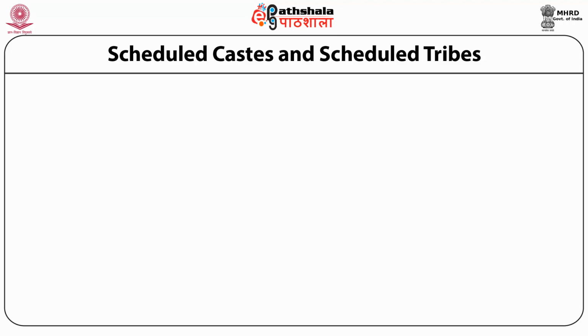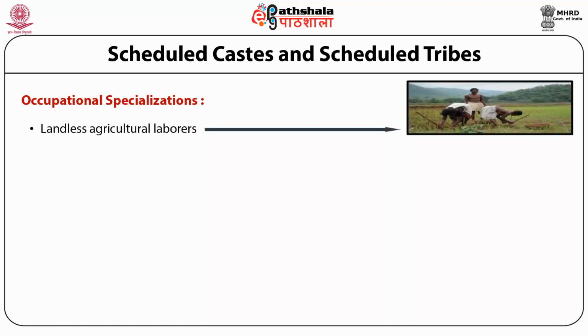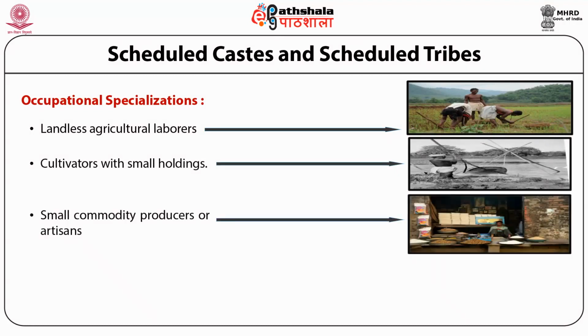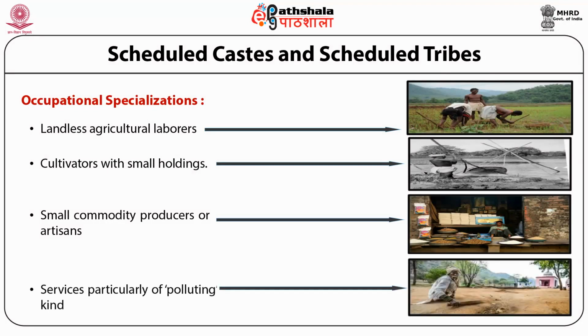In India, 16.2% of the population was scheduled castes and 8.2% belong to scheduled tribes. Occupational specializations of scheduled castes and scheduled tribes: landless agricultural laborers, cultivators with small holdings, small commodity producers or artisans, services particularly of pollution kind.